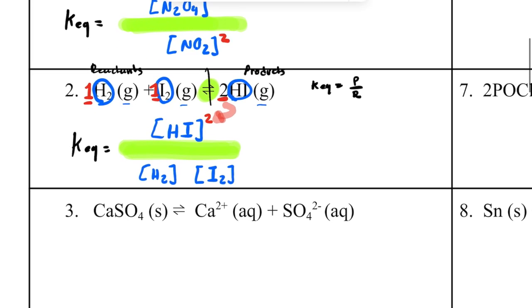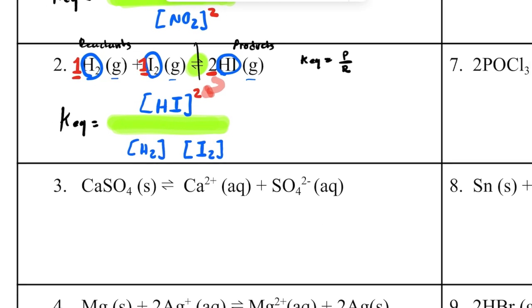Okay, I'm going to do one more with you because the following one has a solid on it. And I want to make sure that you know how to do that one. So let's go ahead and color code. Oh, wait. This is a solid. So what I want you to do right away is to go ahead and cross it out and put a 1 for it. Okay, solids and liquids are not included.